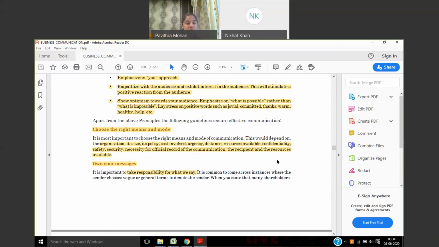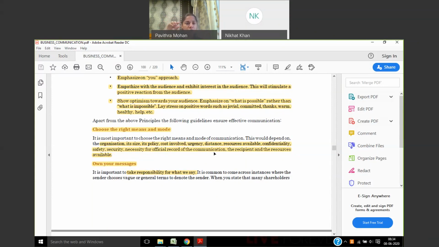Okay. If it is a mail, it will be encrypted. If it is not a mail but a WhatsApp message, it will not be encrypted and can be interpreted by any other person. Then safety of the information being sent, along with security. Necessity for official records of the communication. So official records, should I keep track of this? Like we will have a letter number, record number, or memo number.